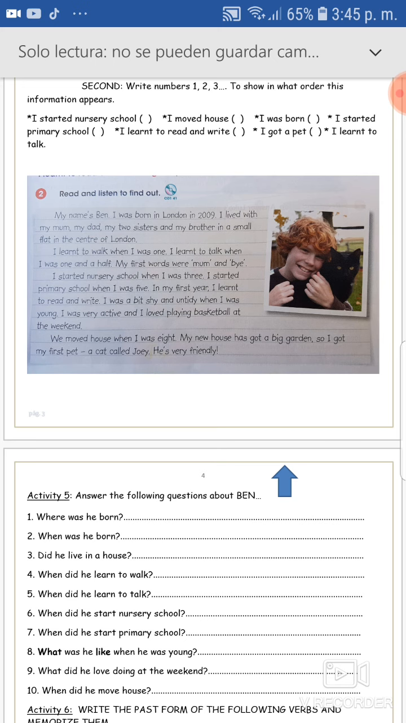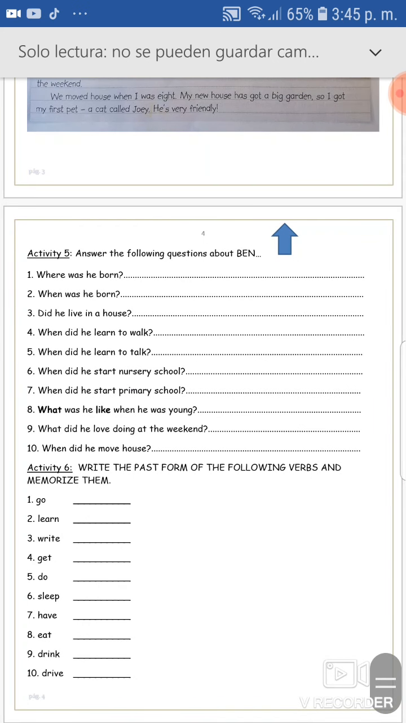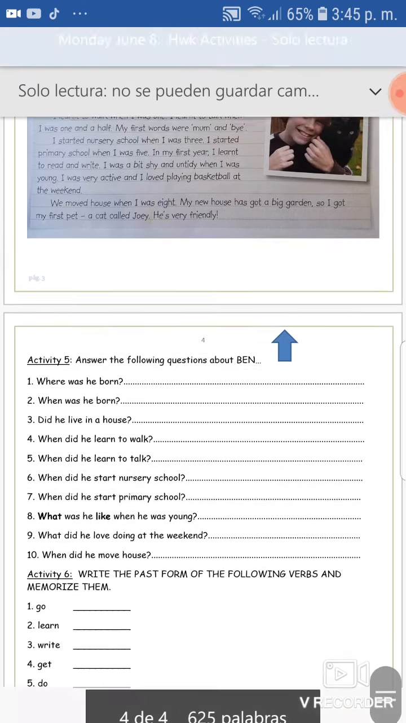What does he do second? Or what does he say second? Number 2, and so on. Okay? Let's go to activity 5. You answer these questions about Ben. See the arrow? The arrow is pointing at Ben.